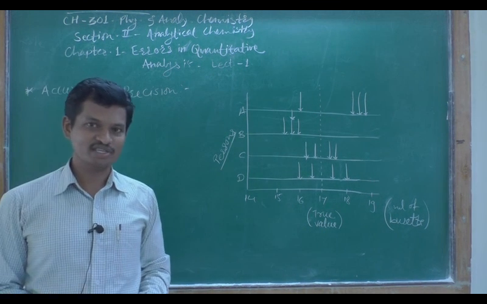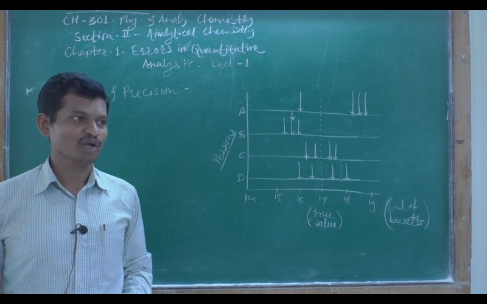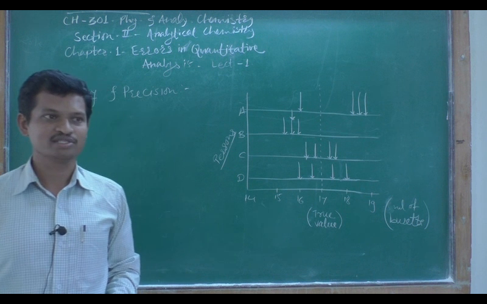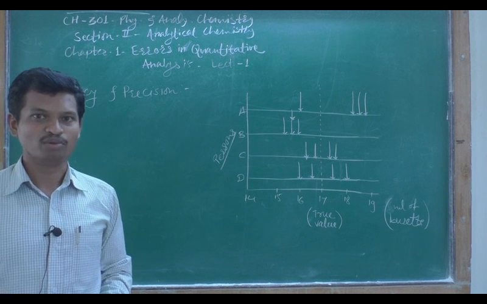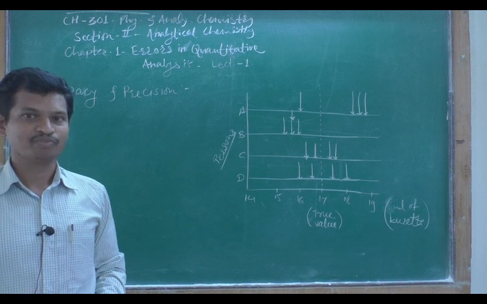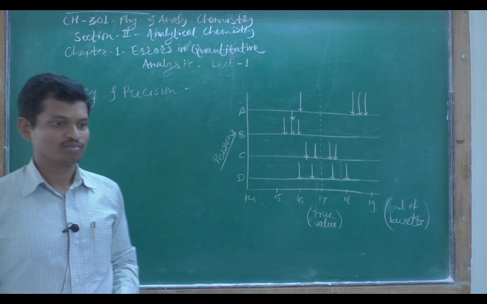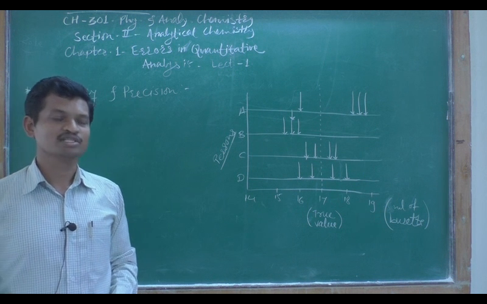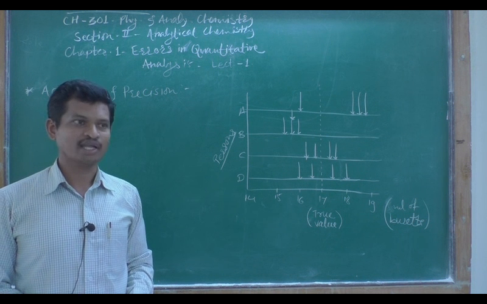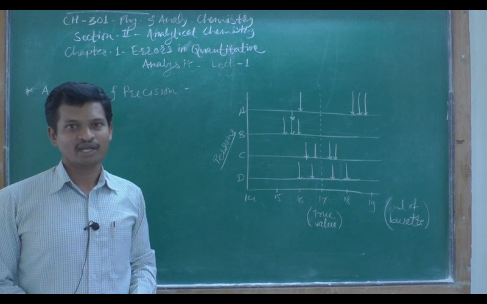So in SYBSc chemistry, we have two papers, as you already know about the syllabus of the university, that for the second year of BSc we have two papers. The first paper comprises physical and analytical chemistry, and the second paper comprises organic and inorganic chemistry.